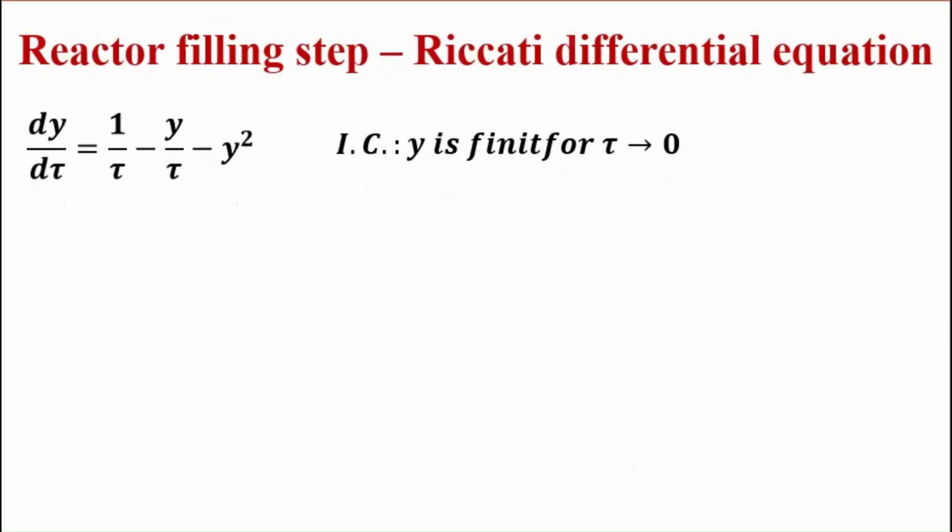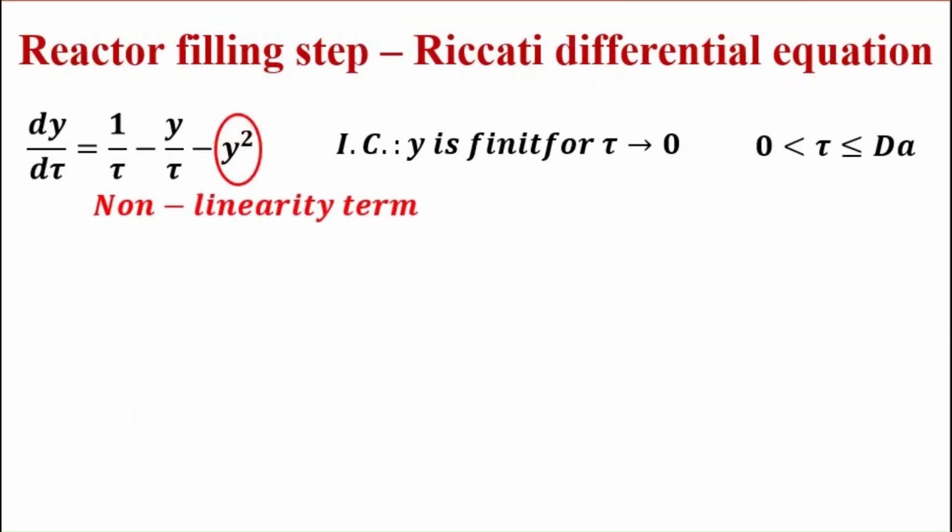It should be emphasized that this equation is valid only during the first stage, that is, while the reactor is being filled. As can be observed, the equation governing the rate of change of ethyl acetate concentration during the filling stage is a first-order, nonlinear ordinary differential equation. This equation is a particular case of the Riccati differential equation.